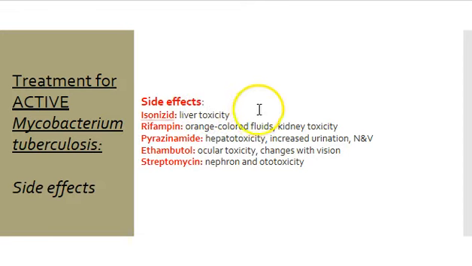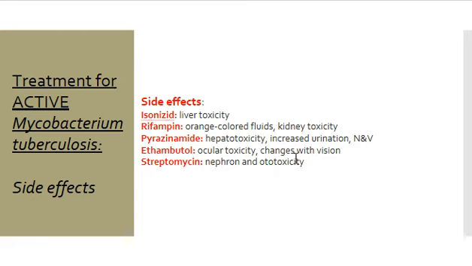The side effects, to some extent, include liver toxicity for all of them. Rifampin also produces orange-colored body fluids, and that's a favorite board question. How do you know the patient's on a specific drug? Well, their urine or their sweat or whatever is orange colored, and that's a key red flag that it's rifampin. Rifampin also is cleared through the kidneys, and so you can also see some renal toxicity developing there.